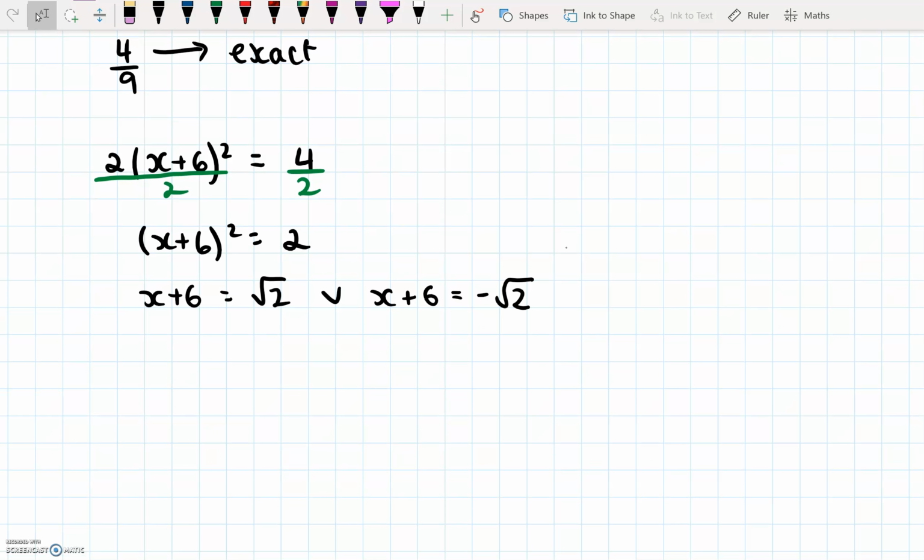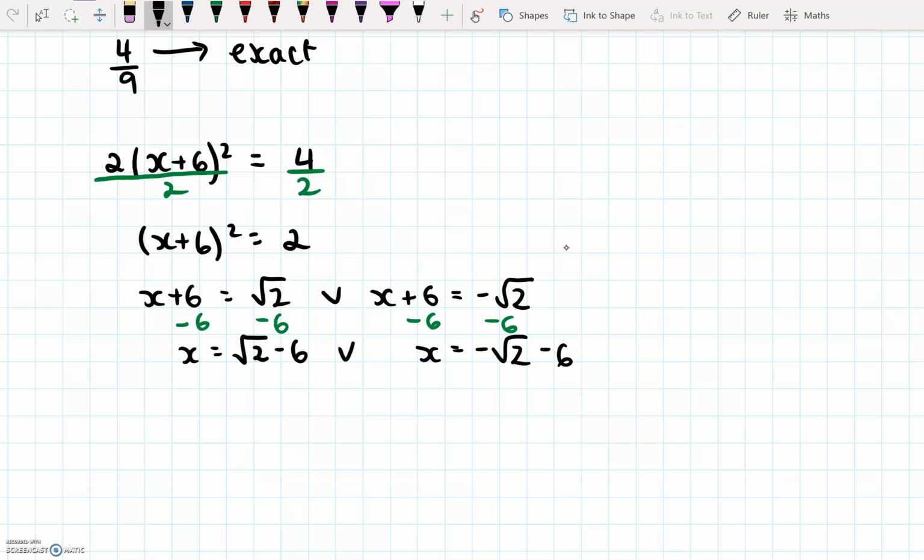And then we're going to minus 6 from both sides here, so we get x equals root 2 minus 6. Or on this one, we're also going to minus 6, so we get x equals negative root 2 minus 6. Now these are the correct answers. We don't want you to convert them to decimal. We want you to leave them like this.